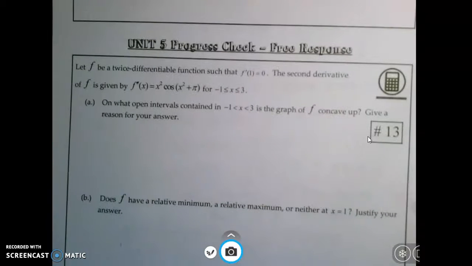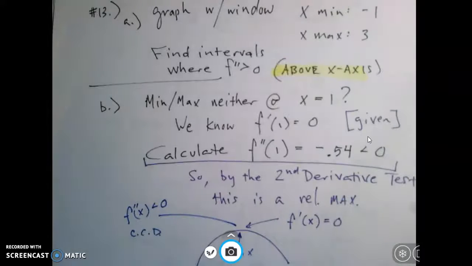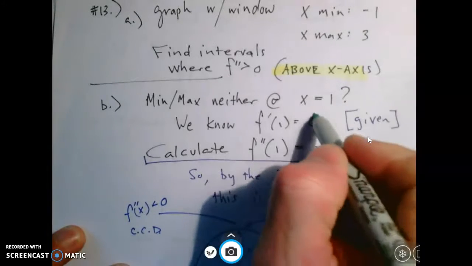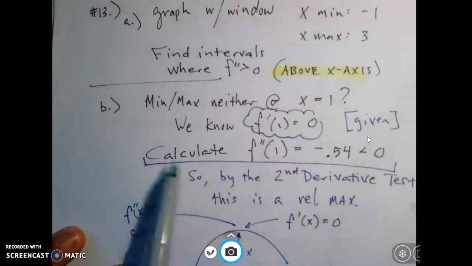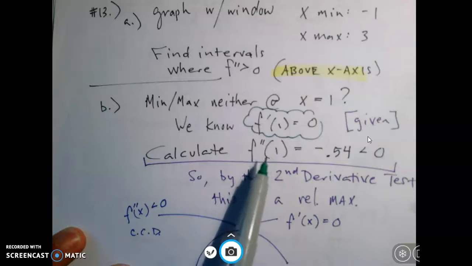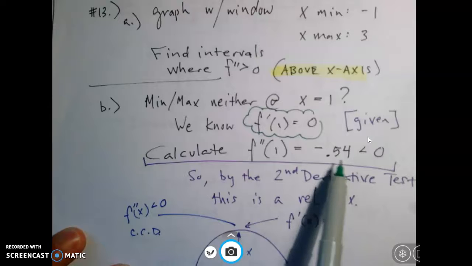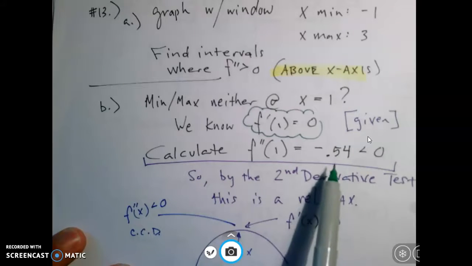Number 2, does f have a relative minimum or a relative maximum, or neither, at x equals 1? Justify your answer. Well, we're talking about a relative minimum, relative maximum, but we don't have the original function derivative. We only have the second derivative. So what we do is we understand that the first derivative is 0, and then we calculate the second derivative at 1 simply by using our calculator. We're just evaluating it. Remember, we're given the second derivative. We find out that it's -0.54.